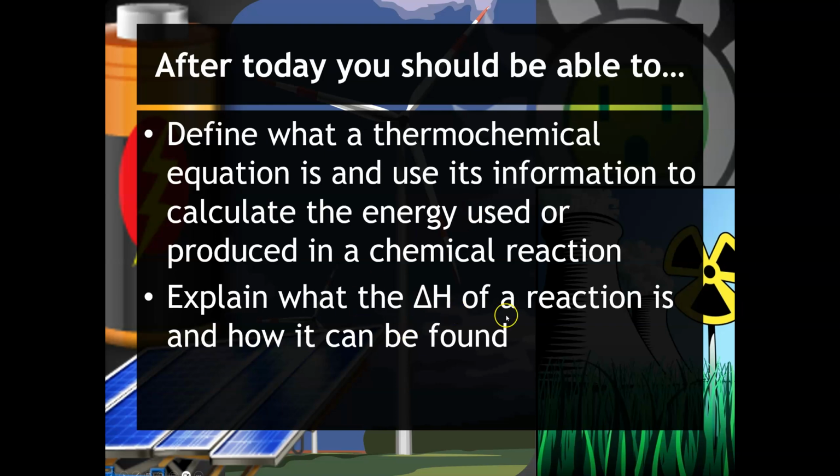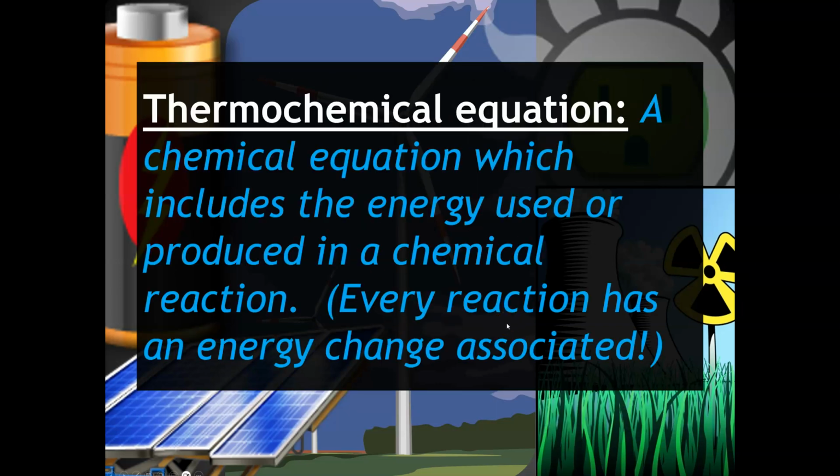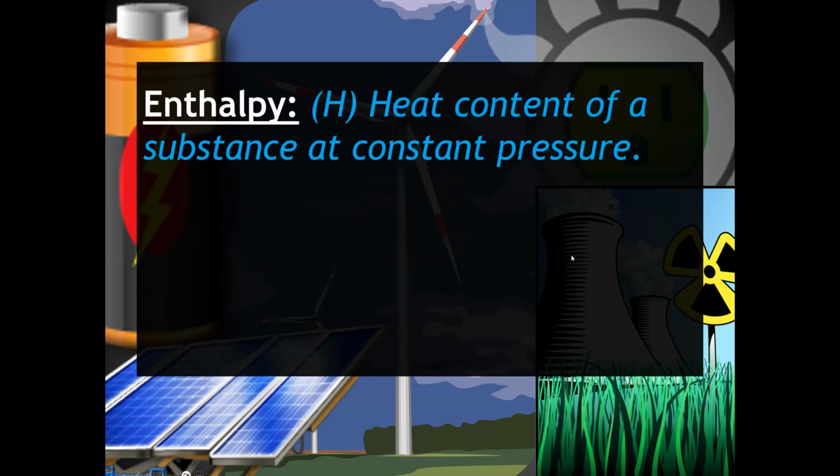So a thermochemical equation is a chemical equation which includes the energy used or produced in a chemical reaction. Reactions usually are going to have an energy change associated with them. So I want you to think of it as a regular equation, but we're going to add some sort of heat change in it. So let's give you an example.